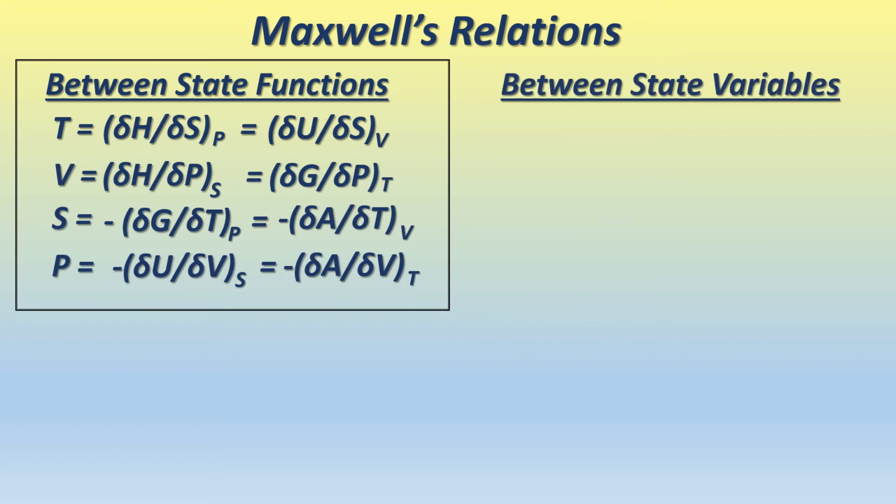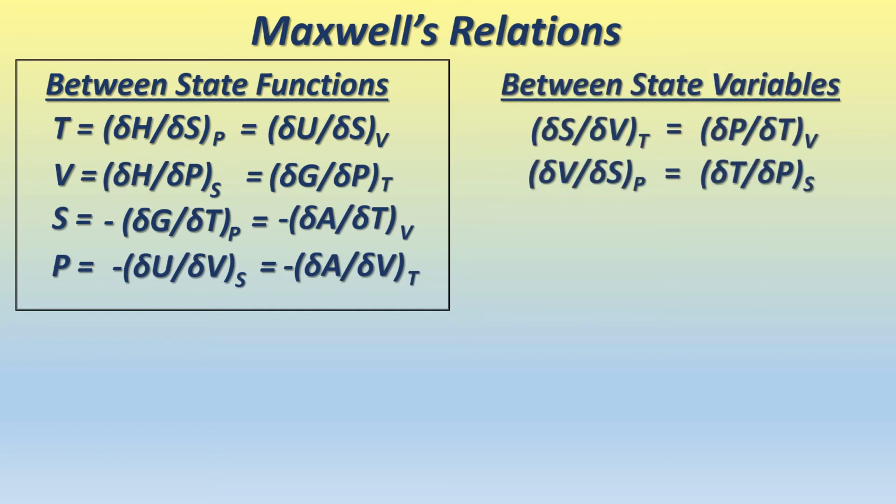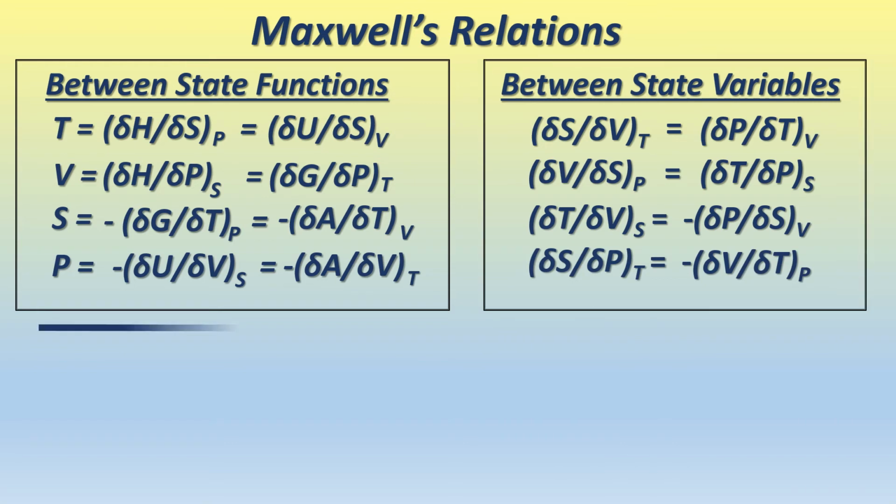Between the state variables, entropy with respect to volume is equal to pressure with respect to temperature at a constant V. Volume with respect to entropy at a constant P is equal to T with respect to P at a constant S. T with respect to V at a constant S is minus P with respect to S at a constant V. S with respect to P at a constant T is equal to minus V with respect to T at a constant P. You'll see in a moment that these relationships are very useful for using thermodynamics in real-world situations.